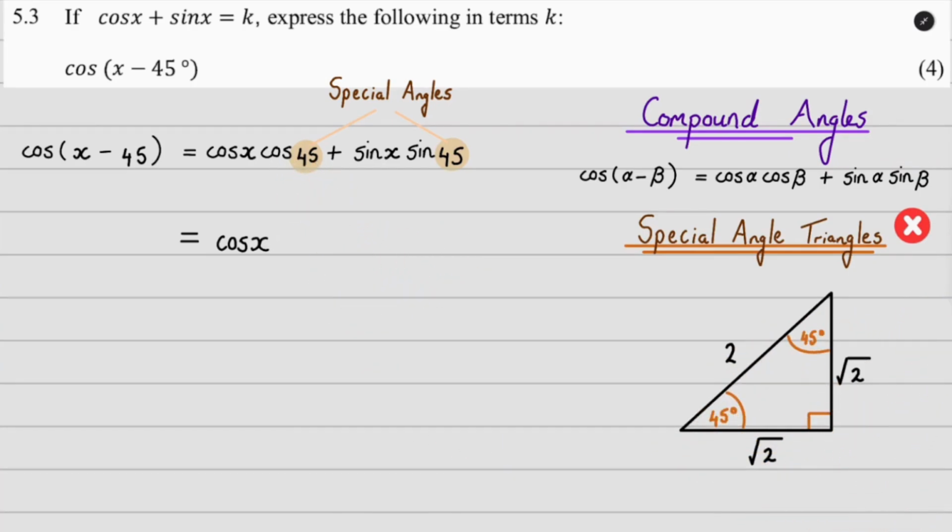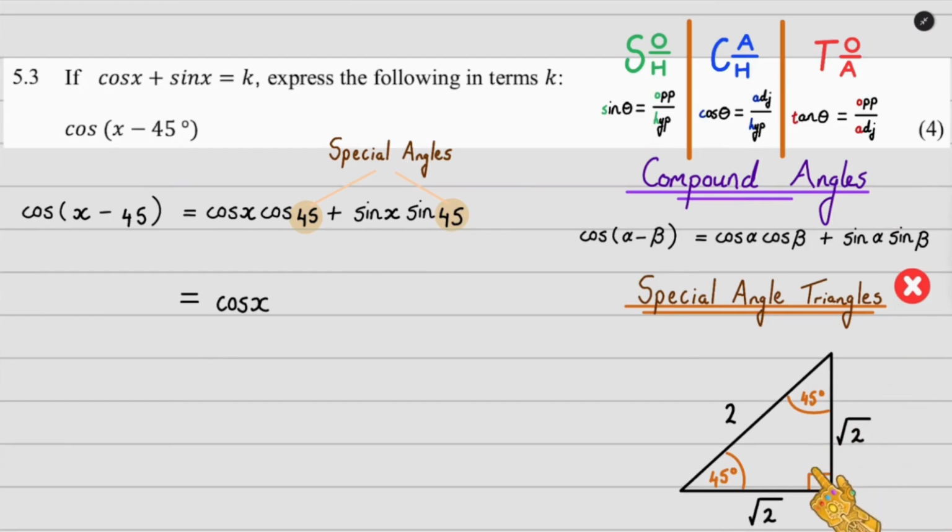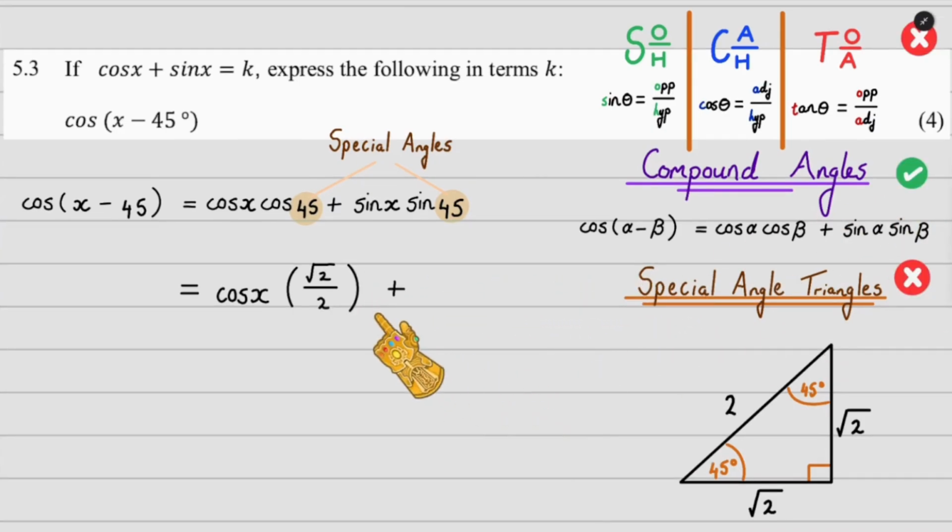So let's grab SOHCAHTOA quickly. So if I'm using 45 as my reference angle, cos is adjacent over hypotenuse, CAH. So adjacent to this 45 is root 2 and the hypotenuse is 2. So cos of 45 just changes to root 2 over 2 like this. And I like to put it in a bracket to help remind myself that I'm actually multiplying these two factors.